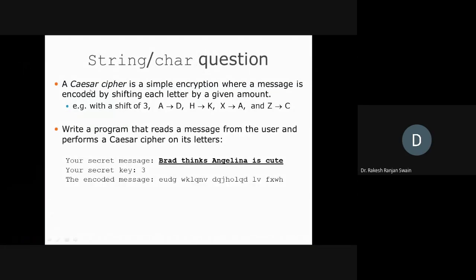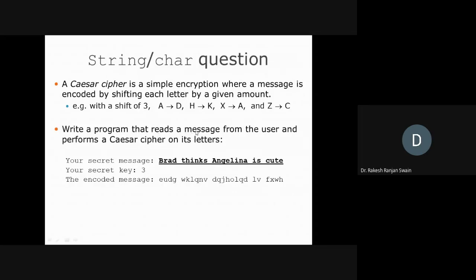String character question. A Caesar cipher is a simple encryption where a message is encoded by shifting each letter by a given amount, 3. As you know, encryption and decryption: whenever a message is sent from source to destination, we perform the encryption technique for security. After that, we perform the decryption technique to retrieve our message. And what is the technique here? We have to shift each letter by 3. Which means A will be D, H will be K, X will be A, Z will be C, like this. Each letter will be shifted by 3.